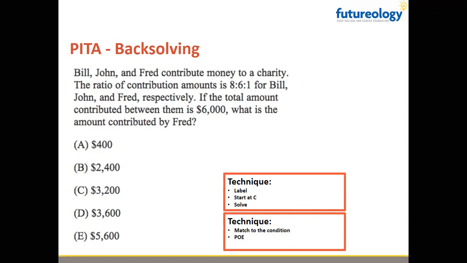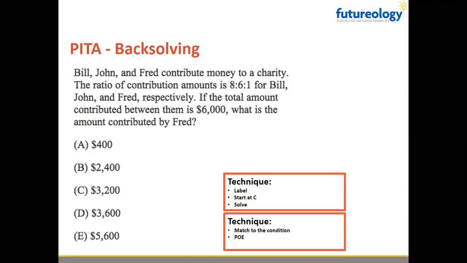Again, how do we know when we should back solve? One is, look at what it's asking. What is the amount contributed by Fred? It asks for something really specific like that, and the answers represent all choices of the amount contributed by Fred. We now can do that. And there's a requirement in the problem that allows us to go back and find the answer. So a lot of times you can back solve. That's what you have to start looking for.